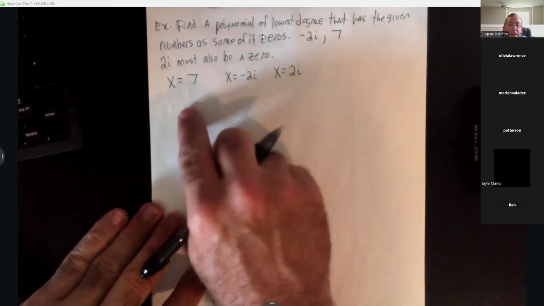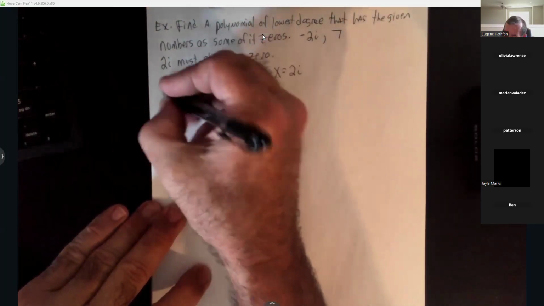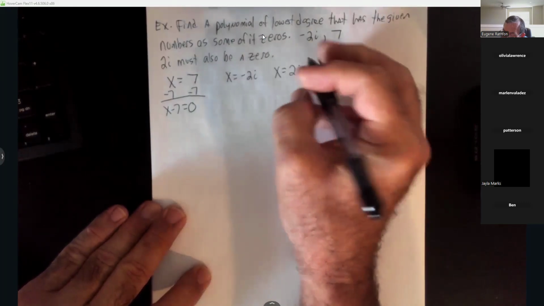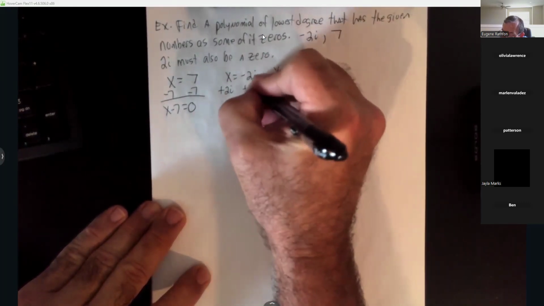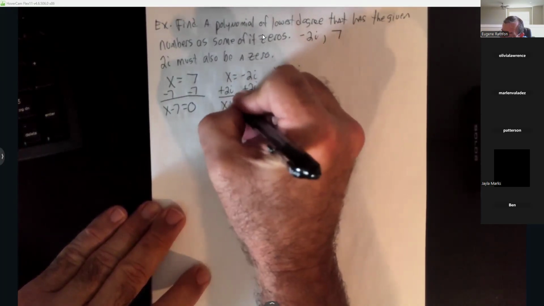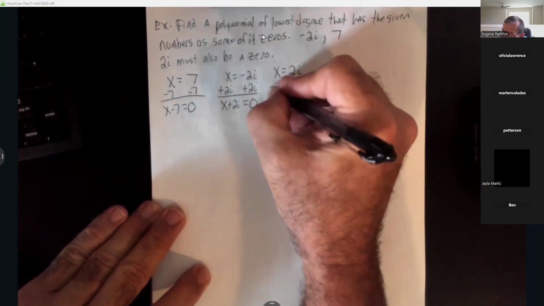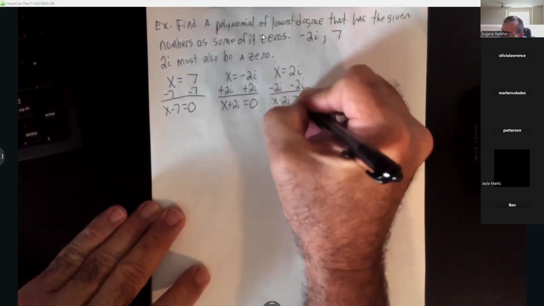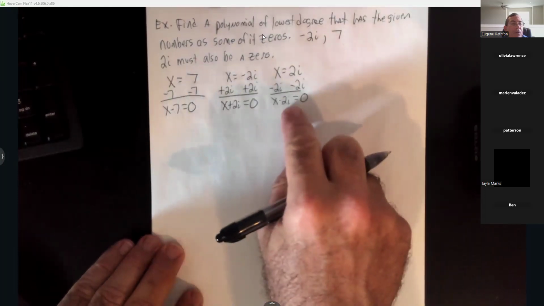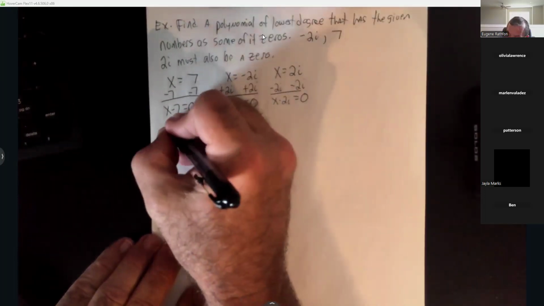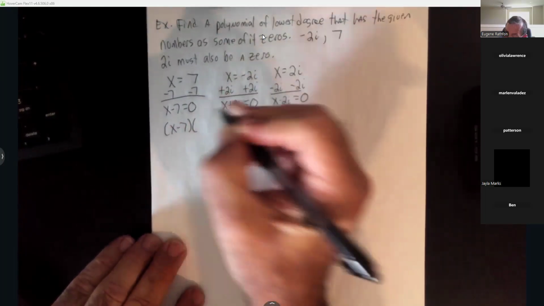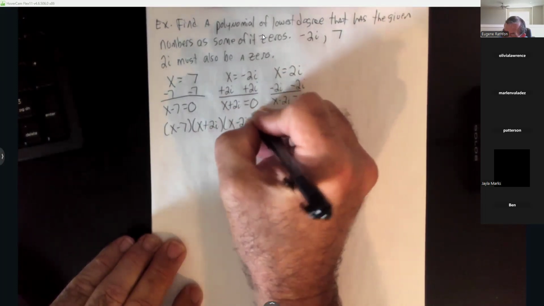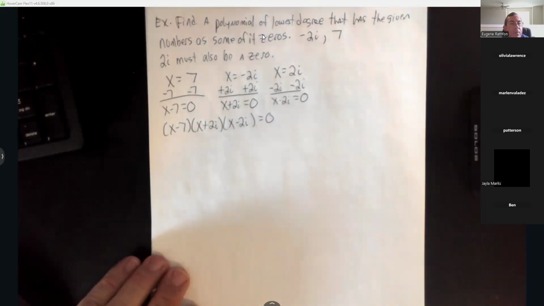All right, so this will be just like problem 2. I'm going to get a 0 on the right side by subtracting 7 from the first one. I'll add 2i to the second one. And then I'll subtract 2i from my last one. All right, three equations equal to 0. I'm going to put them all in parentheses and set it all equal to 0. And we're going to start foiling.